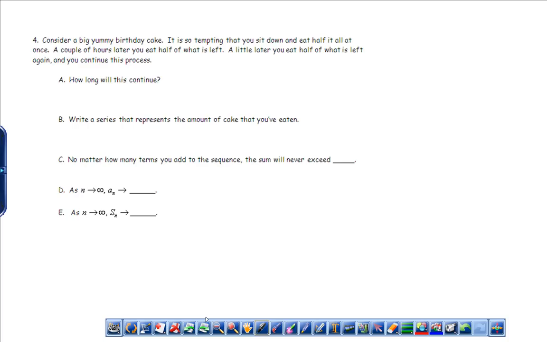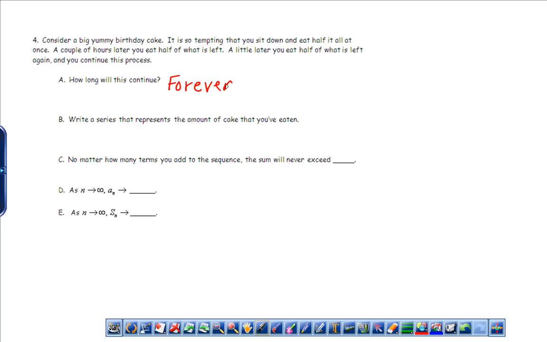Okay, so now let's look at this next part. It says, consider a big yummy birthday cake. It is so tempting that you sit down and eat half of it all at once. A couple of hours later, you eat half of what's left. A little later, you eat half of what's left, and you continue this process. And so how long would this continue? How long will you always have half left so that you can eat? Okay, mathematically, theoretically, really, it's forever.